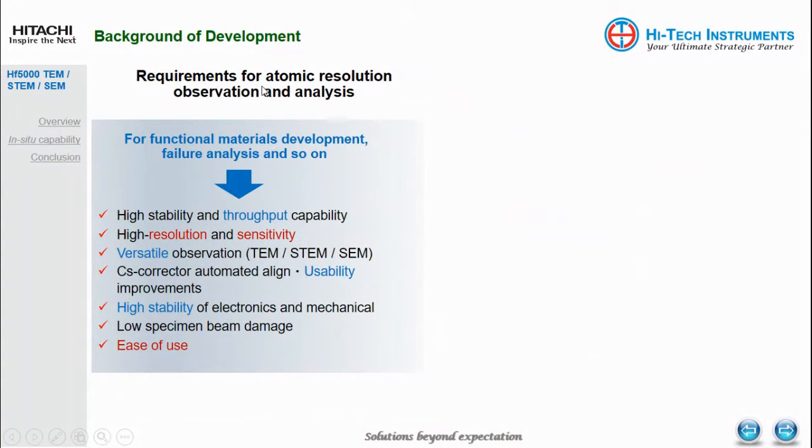So what are the requirements for atomic resolution observation and analysis? It means that with the sample you put in, you are not only looking at small nanoparticles, but you can observe the atoms within your sample, your particles. And we know that the arrangement of the atoms, the crystal structure, greatly affects the performance of your catalyst particles.